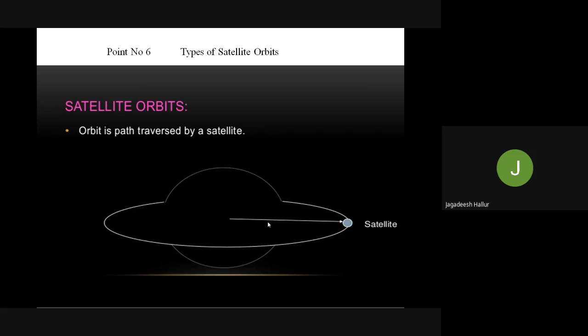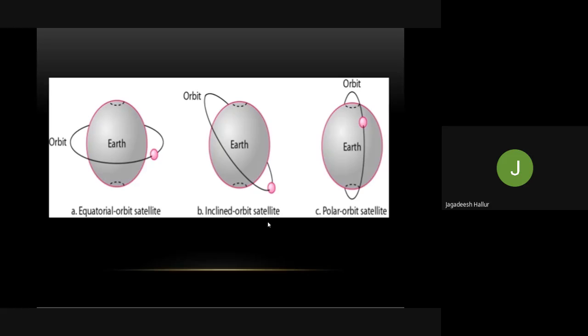A satellite orbit is a path. As the diagram says, an orbit is the path traversed by a satellite. It can be circular in shape or elliptical in shape, and the satellite is always revolving in it, also around the equator of the Earth. Next, these are some of the satellite orbits.